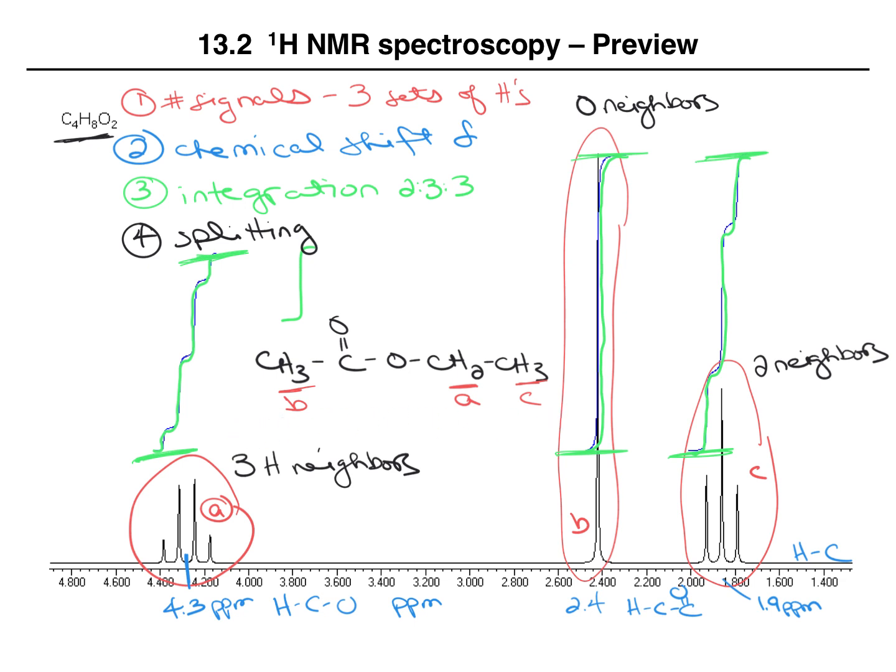Now, this was the preview. This is where we are going. We're going to spend the next several class periods, the next couple videos, looking at the details of the number of signals, looking at the details of chemical shift and integration and splitting. We'll be looking at a structure and predicting what the spectrum is going to look like. But eventually, we're going to be able to, as we did here, look at the spectrum and determine the corresponding structure.